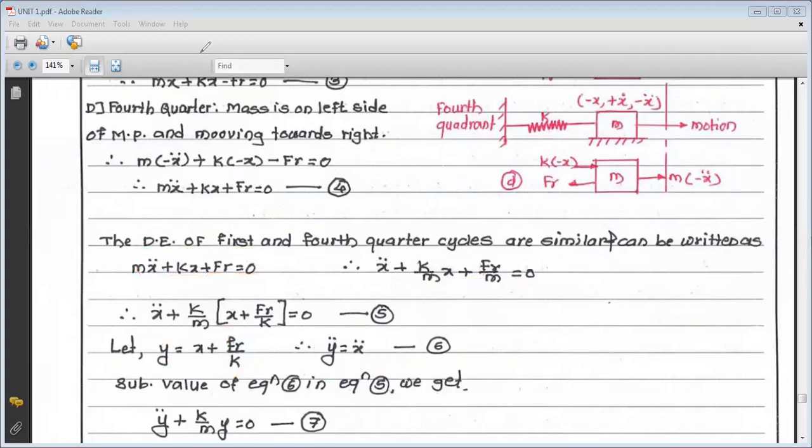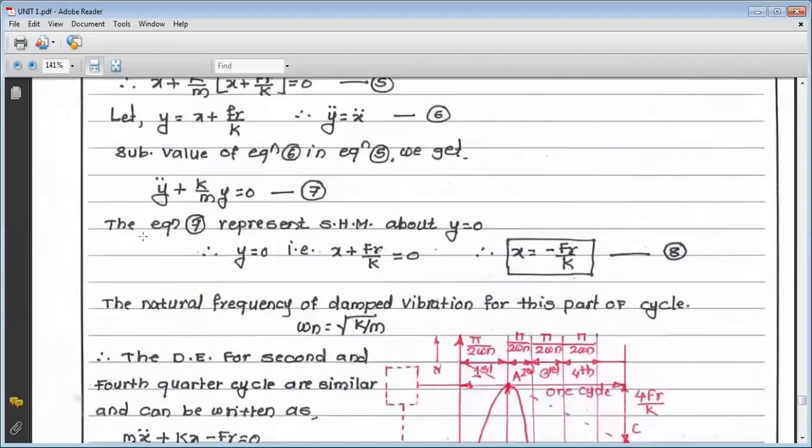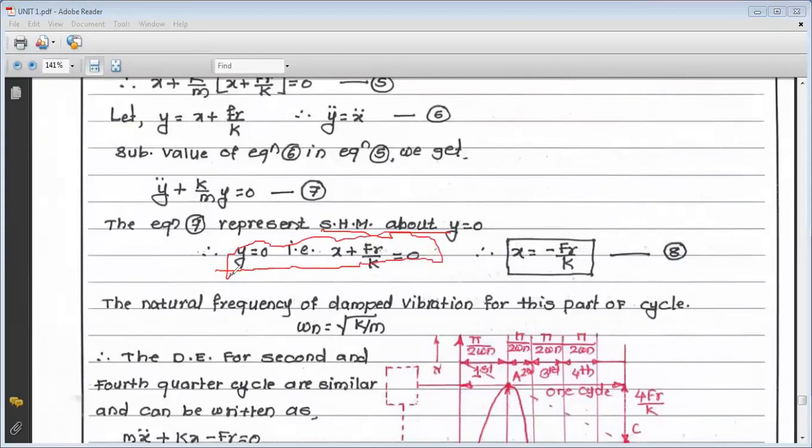Now if we consider this equation of motion, this is the fundamental equation of motion, that is SHM, about y equals 0. So at y equals 0, x plus FR upon k is equals to 0. So we know that this is y double dot plus k by m y is equals to 0. Now k by m is omega n square. So this is again a fundamental equation of motion.